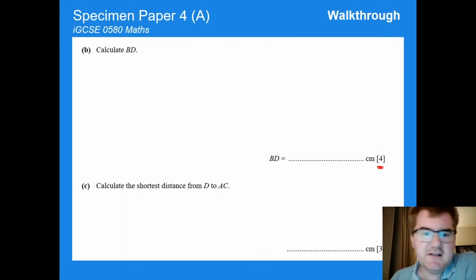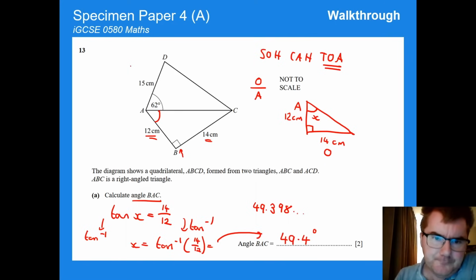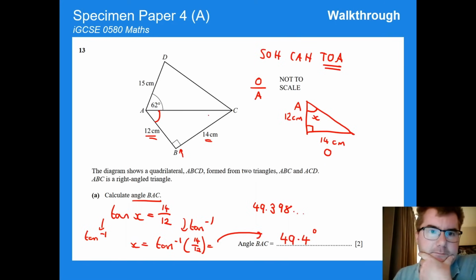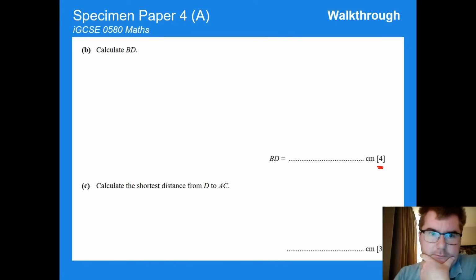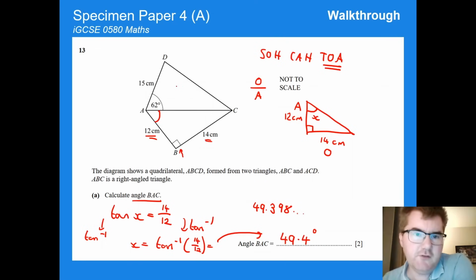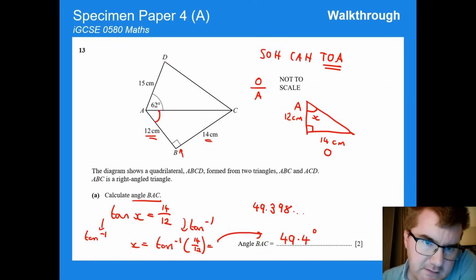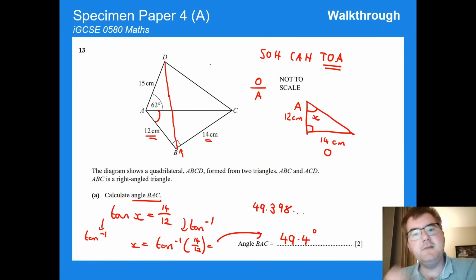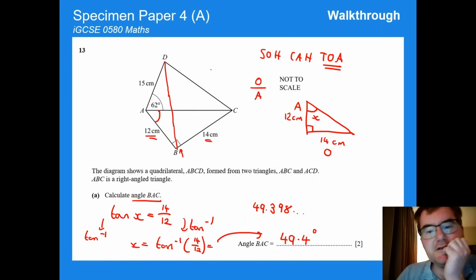So we've got 4 marks, so it's going to take a bit of work here, and that's to calculate BD. So let's work out where BD is. Calculate BD, so the length across here. Let's just draw that in. Usually they give you the lines within the question, but sometimes not. Usually it's based on something we've already worked out.